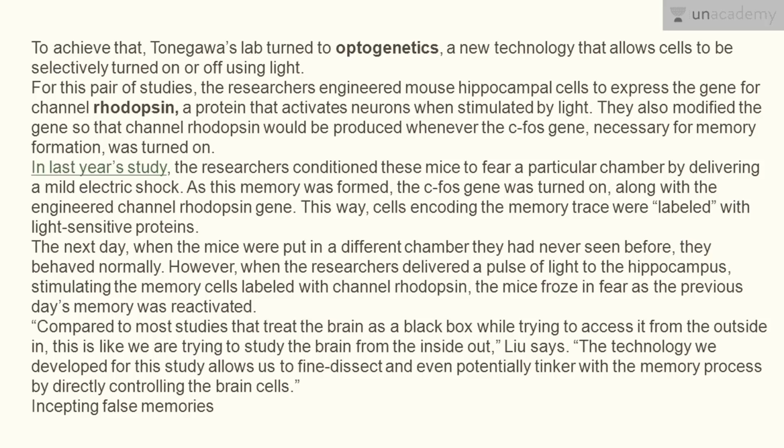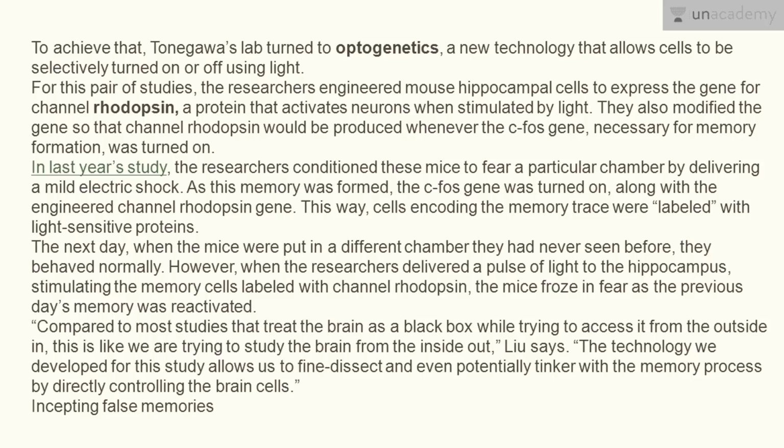The next day, when the mice were put in a different chamber they had never seen before, they behaved normally. However, when the researchers delivered a pulse of light to the hippocampus, stimulating the memory cells labeled with channelrhodopsin, the mice froze in fear as the previous day's memory was reactivated.